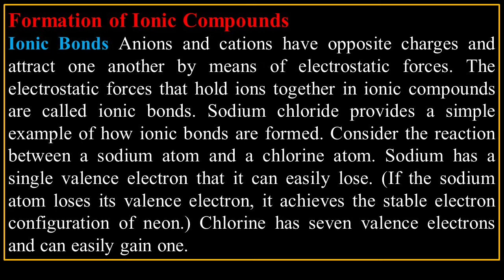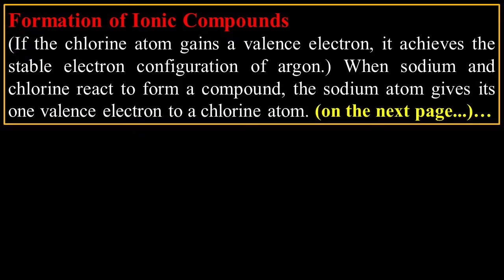Sodium has a single valence electron that it can easily lose. If the sodium atom loses its valence electron, it achieves the stable electron configuration of neon. Chlorine has 7 valence electrons and can easily gain 1. You'll see on the next slide that the chlorine will achieve the valence configuration of argon. So they're both stable because of the configurations. If a chlorine atom gains a valence electron, it achieves the stable electron configuration of argon.